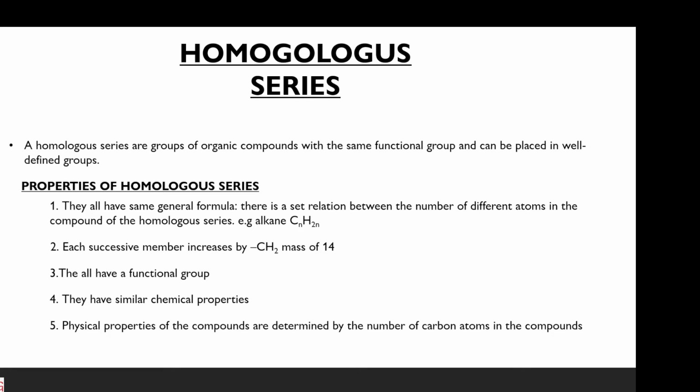The properties of the homologous series are: 1, that they all have the same general formula, i.e. there is a set relation between the number of different atoms in the compounds of the homologous series. For example, alkanes. Alkanes have a formula of CnH2n. Therefore, if you have an alkane with 1 carbon, you will have C, and then H times 1, so you will have CH2. If you have an alkane that has 2 carbons, you will have C, your n will be 2, and it will be H, and then 2 times 2, which will be 4.